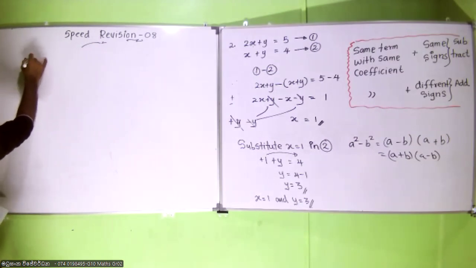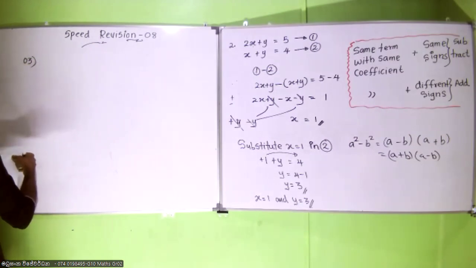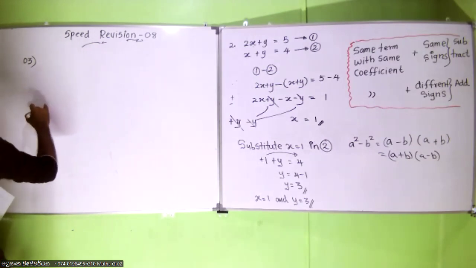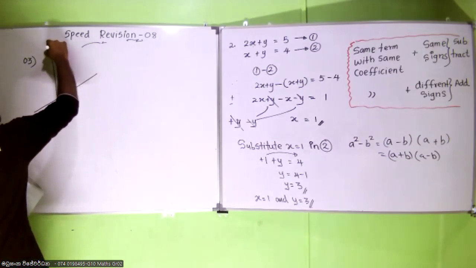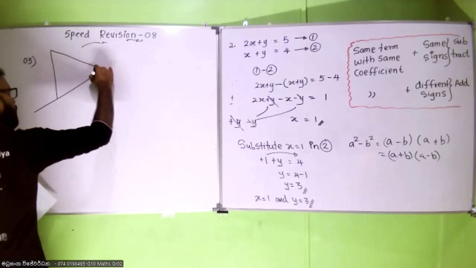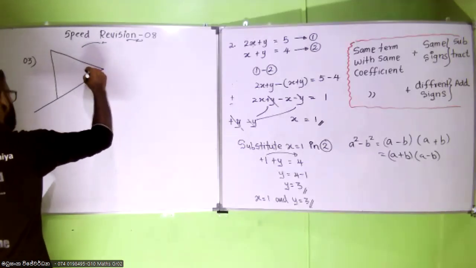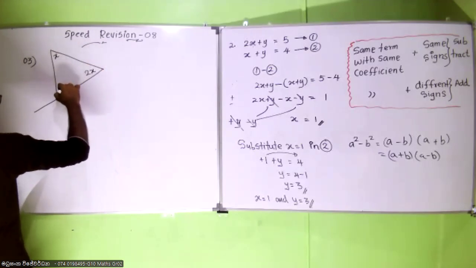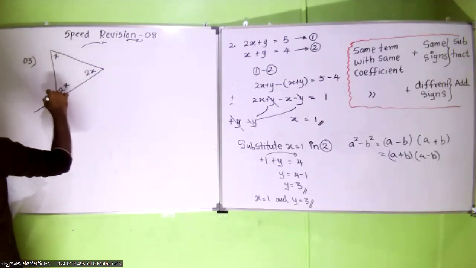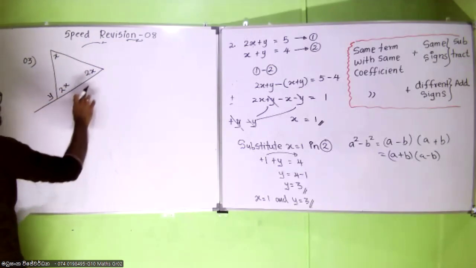Third question. It is something like this. You have a triangle, and this angle is x, this angle is 2x, and this is y.